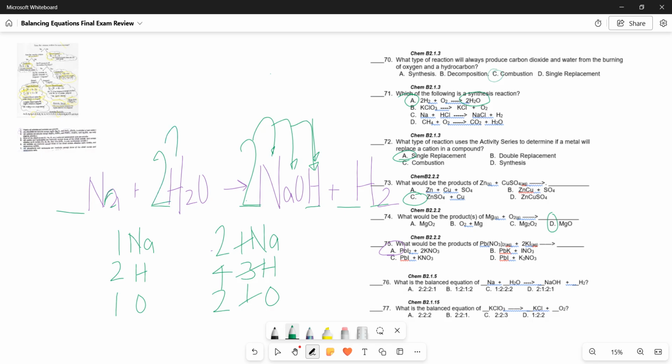So if I put a 2 here, that applies to both of these. That changes the hydrogens to a total of 4, the oxygens to a total of 2, and then I need a 2 here to change the sodium to a 2, and it is now balanced. And so our ratio being these numbers out in front, it's going to be 2, 2 to 1. And so if we look here, that is going to be A as our answer.